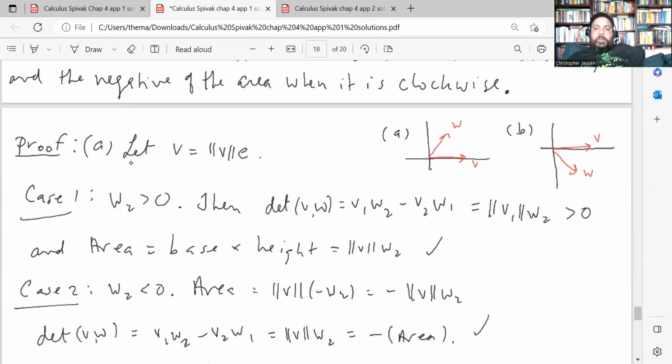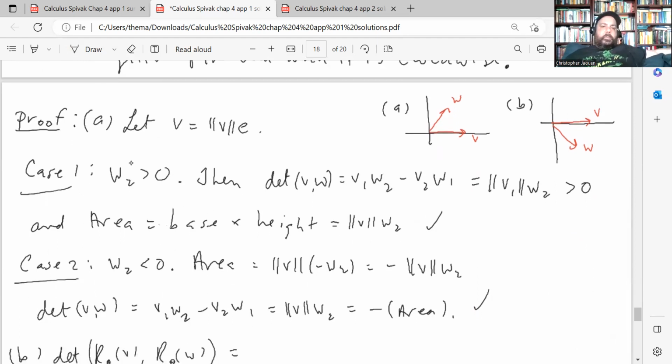All right, so here are the pictures. If W2 is positive, then the picture looks like the picture I have in part A. And if W2 is negative, then the picture looks like I have in part B over here. I do this one in cases. So let V be along the horizontal axis, meaning it looks like the length of V times E, which is the vector 1, 0. Case 1, assume W2 is positive.